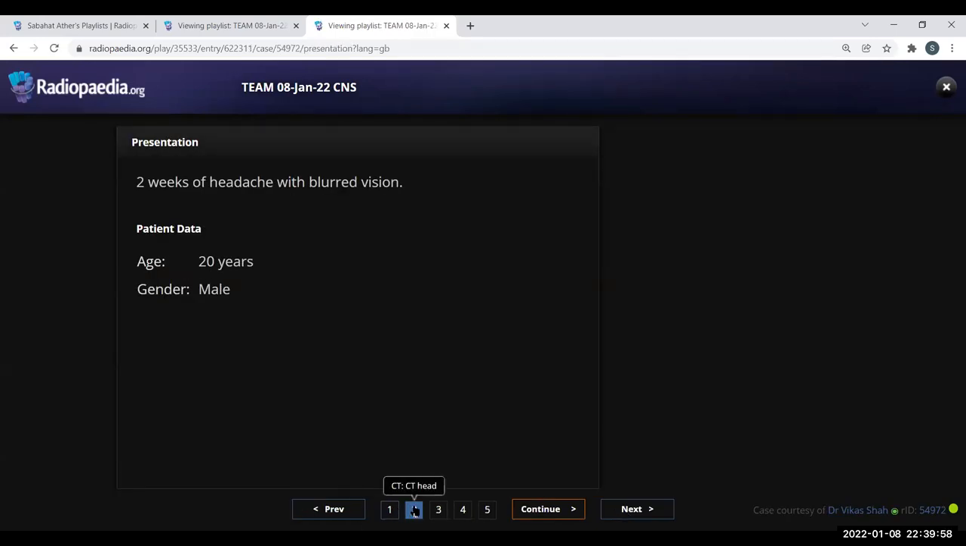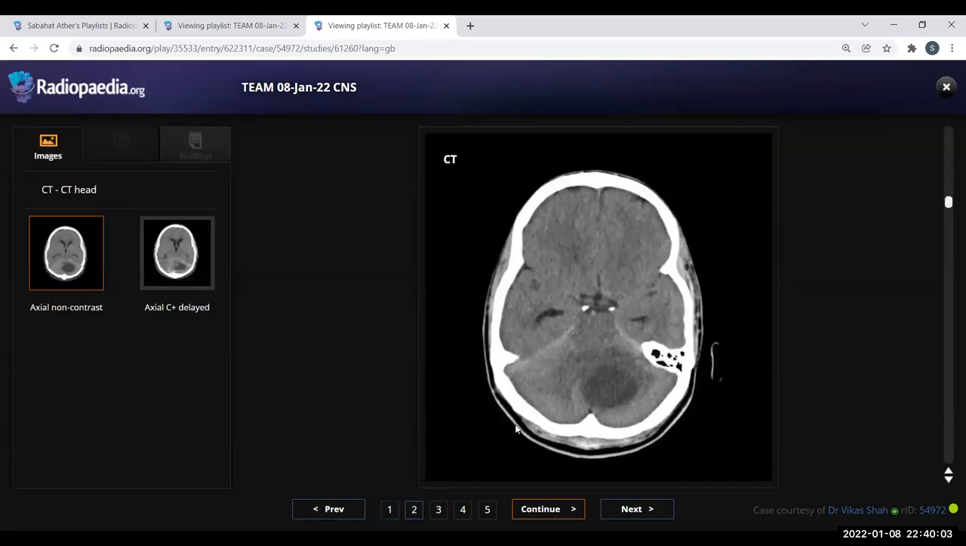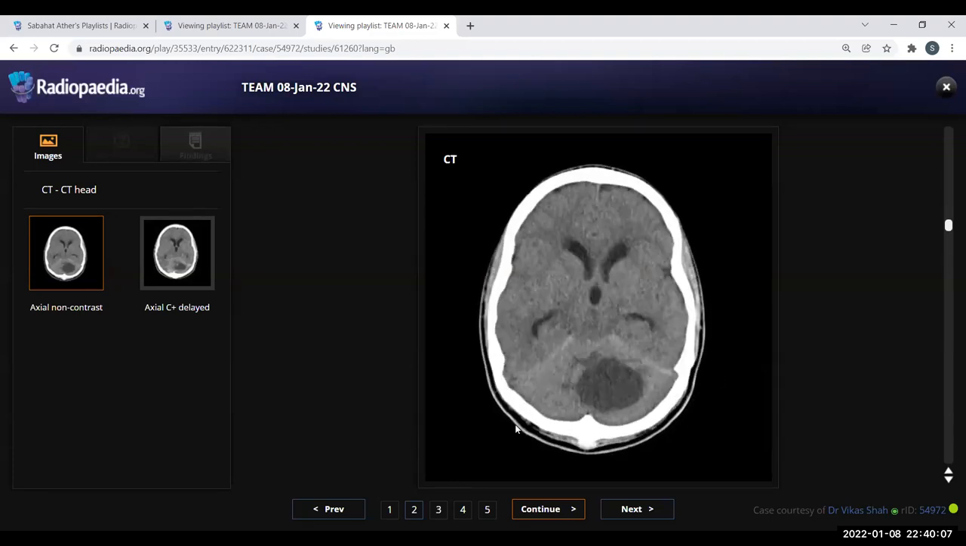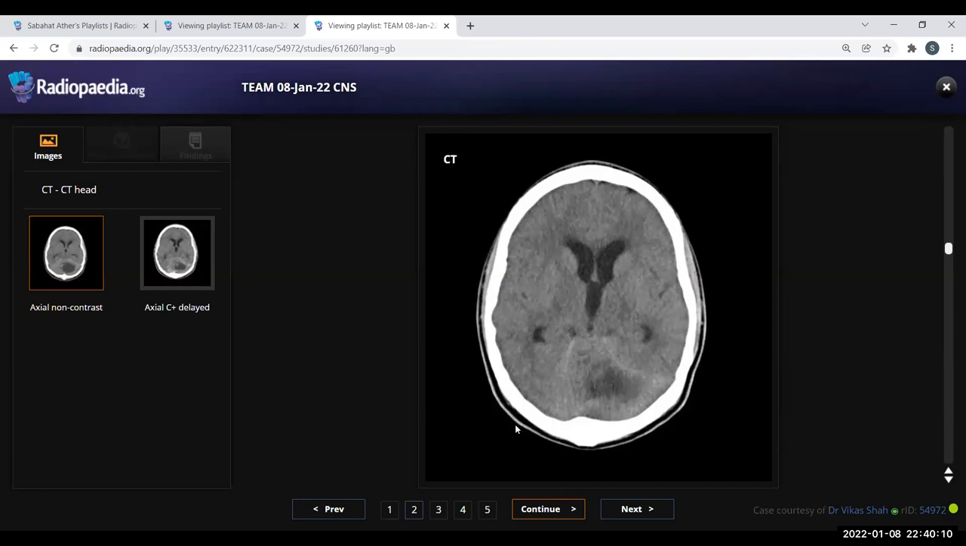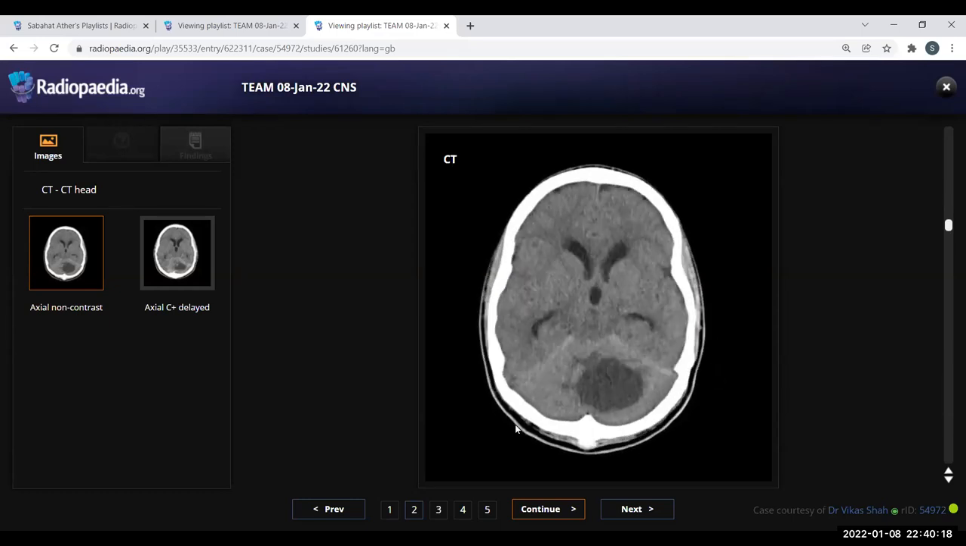Two weeks of headache with blurred vision, 20 years old female. There is a well-defined hypodense lesion in these selected images of non-contrast enhanced CT. It is situated in the posterior fossa, hypodense, well-defined, and left paramedian in location. It is very huge and I think pushing the fourth ventricle anteriorly.